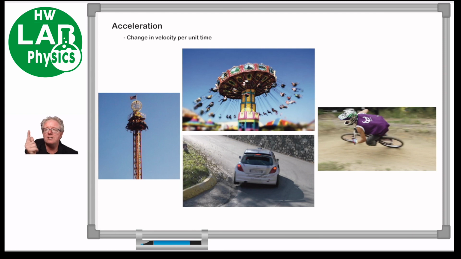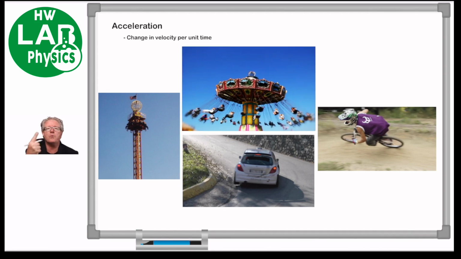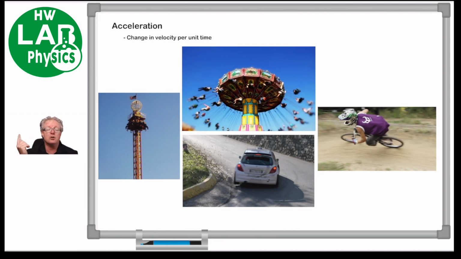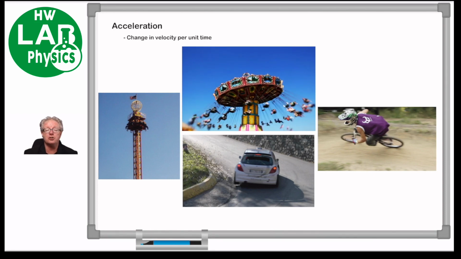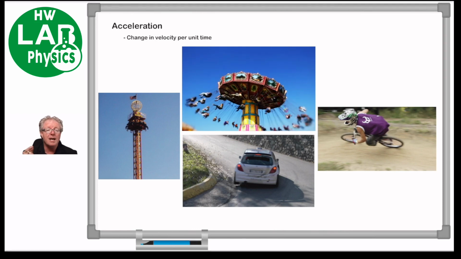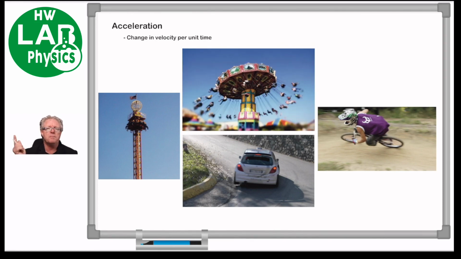When you're looking at the carousel, or the chair ride, where you're going around and around and around, you might be traveling at a constant speed, but your velocity is changing because you're changing your direction. So if your velocity is changing, you must be accelerating. We learn more about that type of acceleration in year 11 and 12 physics. But when you turn a corner, you are accelerating.